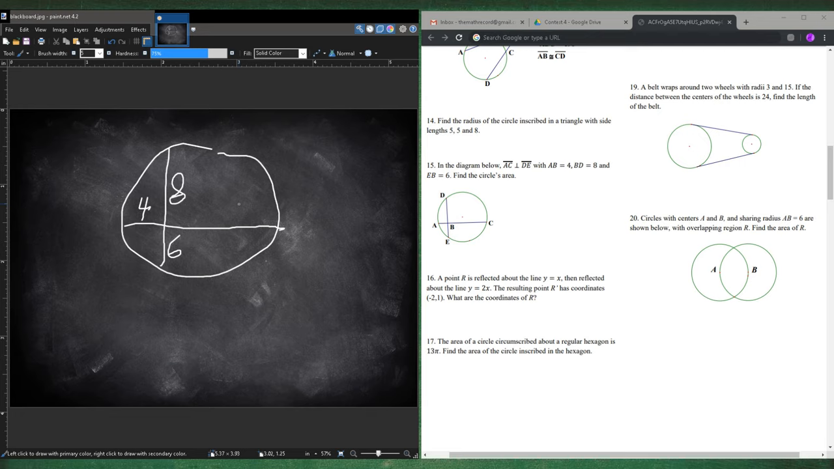And they say we need to find the area of the circle. Since this is perpendicular, we're technically going to do the exact same thing that we did in 14, but now we just have to make a triangle. When we make that triangle, we're going to find the area of it. We've got to find the circumradius.